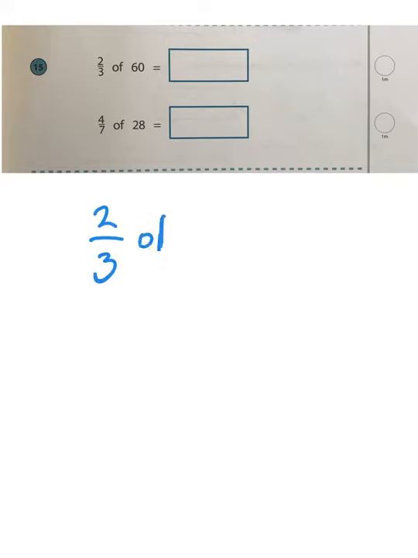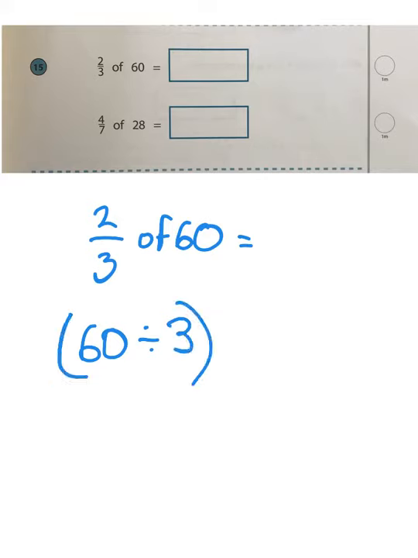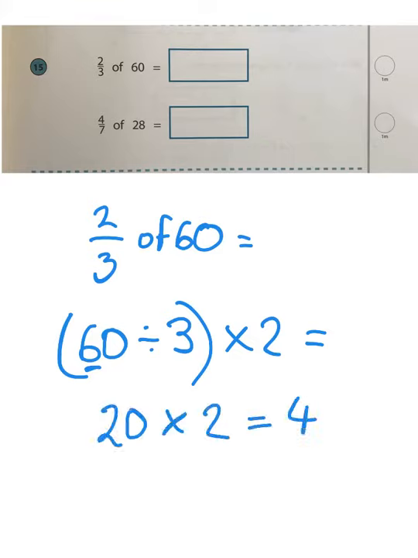2/3 of 60 equals. Remember how we did it? What do we do? We go backwards through it. We do 60 divided by 3, multiplied by 2 gives us the answer. 60 divided by 3, what's the answer to the bracket? 20. Multiply that by 2. 40.